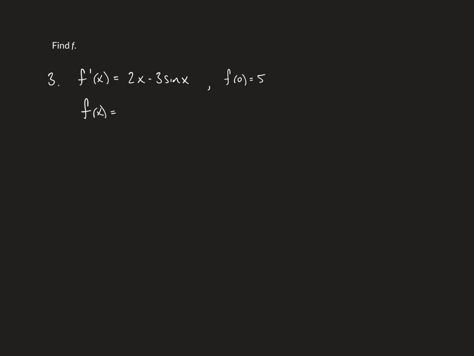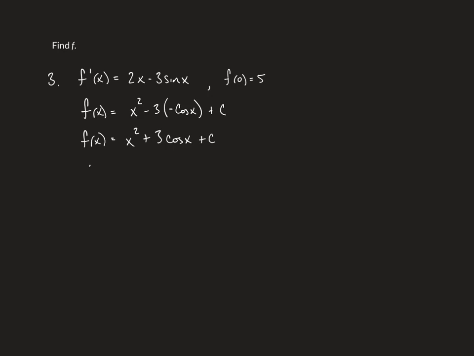is going to be, well, the first term has to be an x squared term. What times 2 gives me 2? 1, so I can leave that alone. Minus 3 times, and we just saw that the antiderivative of sine of x is negative cosine of x. Okay, I'm just going to rewrite this. So f of x is equal to x squared plus 3 cosine of x. And don't forget, there is a constant there.